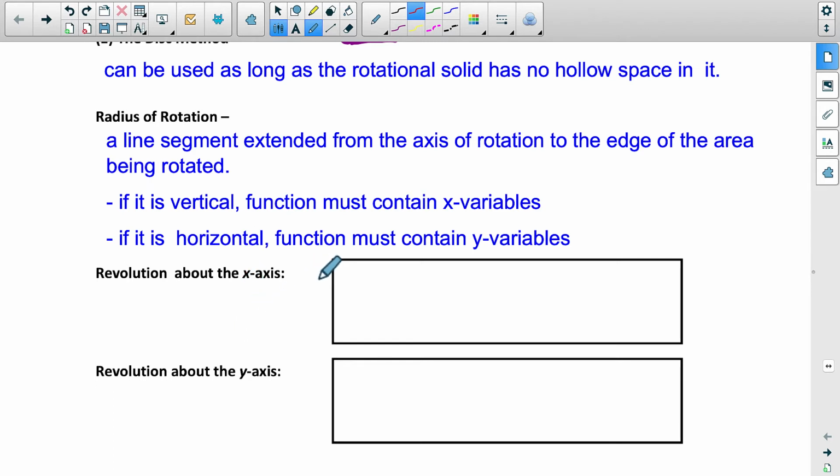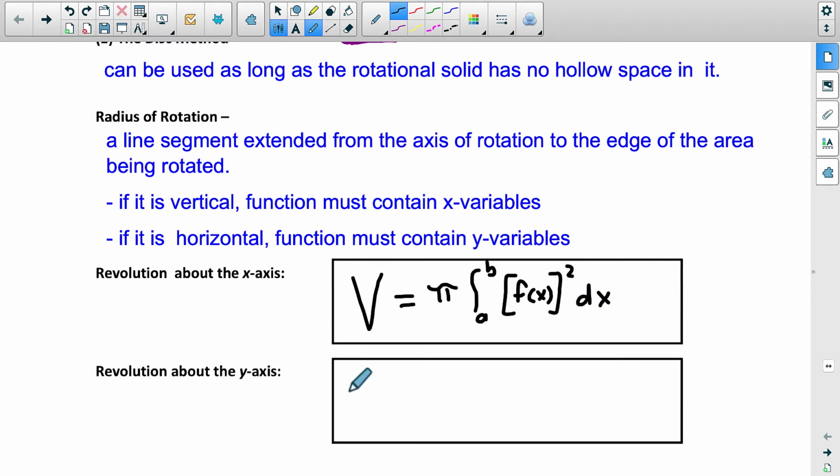So if you're revolving around the x-axis, I'm going to give you the formula right here. You're going to take pi. It's maybe not too surprising that when you've got circular motions, pi shows up. It's pretty awesome. And then you're going to take an integral from a to b of the function. However, you have to square the function before you integrate, and this is all in terms of dx. And if it's revolved around the y-axis, there's only one thing that's going to be different. Exactly the same, the only thing different is it's going to be f of y for your function squared, in terms of dy.